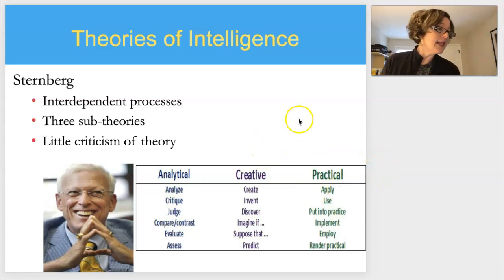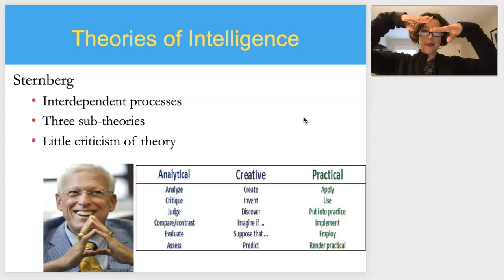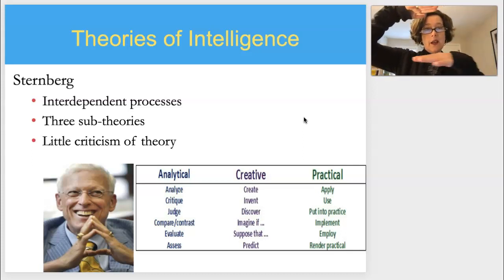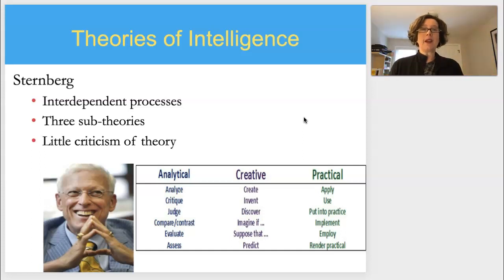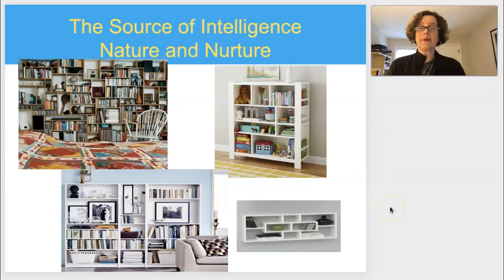Okay. And ultimately, there's little criticism of Sternberg's theory as of right now. Who knows? Theories are always evolving and changing and morphing, but right now Sternberg is on top, Carroll is kind of right here, and Howard Gardner, unfortunately, is down here in reputation around theories of intelligence. Okay, so let's go on into the source of intelligence.